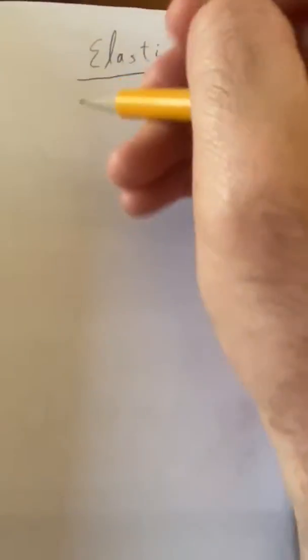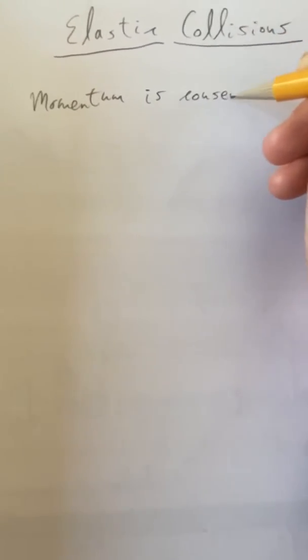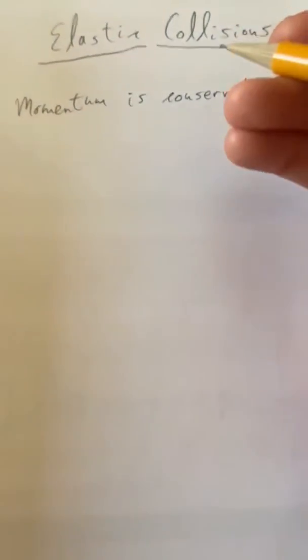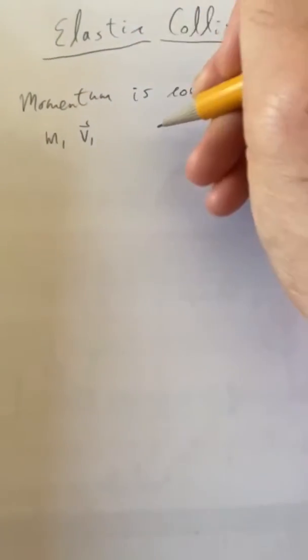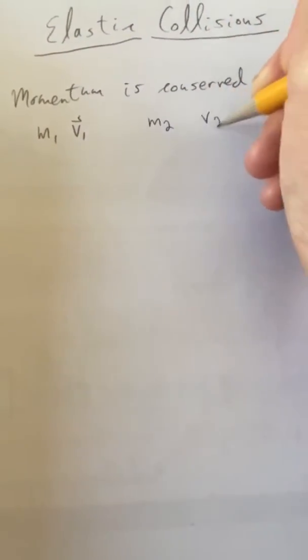So I just want to show you some of the equations that are useful when solving problems with elastic collisions, and then go over an example. So momentum is conserved. Okay, momentum is conserved, and the equation that we get from momentum being conserved is, if you have a collision between two masses with two velocities, so let's say we have m1 with velocity v1, and we have m2 with velocity v2.